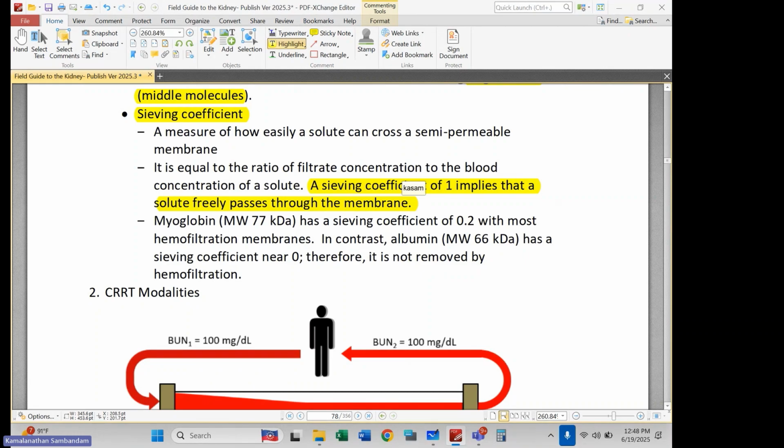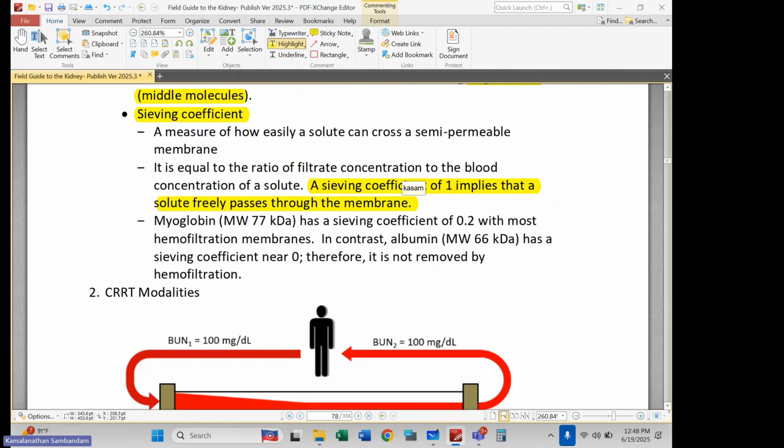The inverse of a sieving coefficient is called a reflection coefficient. Reflection coefficient is mathematically essentially 1 minus the sieving coefficient. So urea has a sieving coefficient of 1 and a reflection coefficient of 0. Okay, those both mean the same thing.